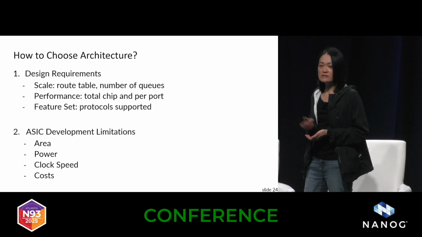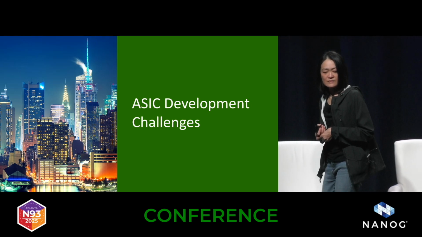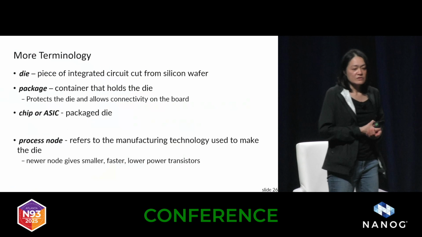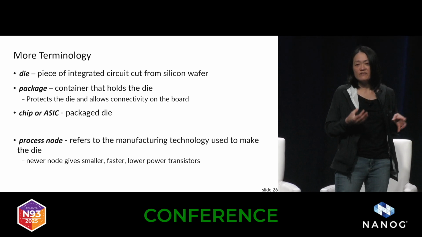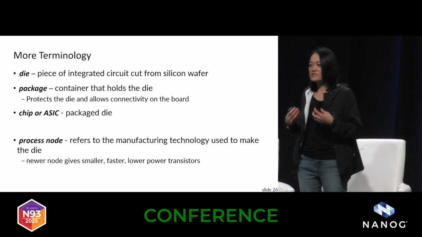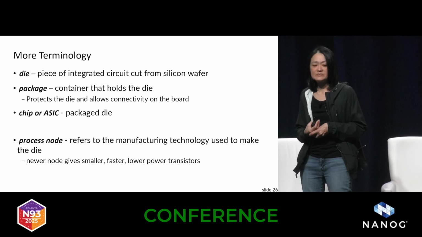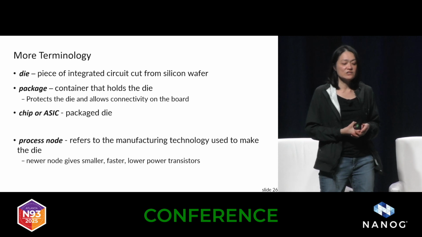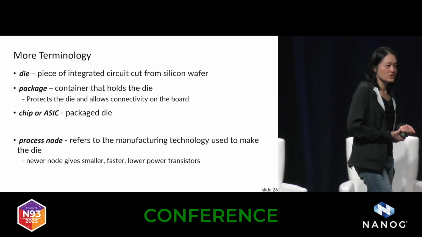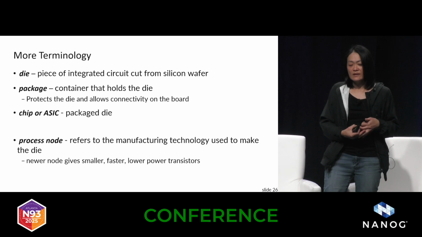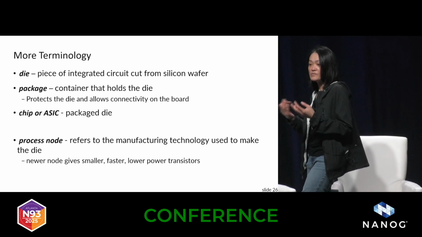So let's take a little more detailed look into the development challenges that we have in ASIC design. Okay. So it's just a few more terminology. When we say a die, it's really a piece of raw silicon, which contains all the integrated circuit design that you've placed in that die. When we talk about package, it's the container that goes around the die. The package is important to protect the die against things like moisture and particles in the air. It also provides connectivity from the die to the board. And so when we refer to a chip or an ASIC, it's usually going to be a packaged die.